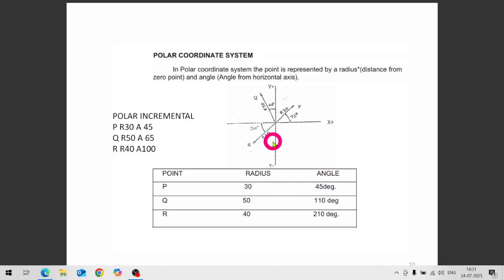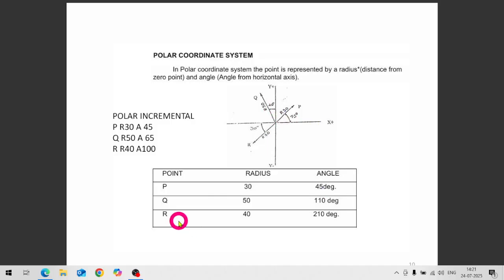So then next point is Q. In absolute mode, what will happen? This Q, radius is 50 mm, angle is 110 degree. Because this vertical line represents 90 degree, 90 plus this 20 degree, it will become 110. Means from the horizontal line, from the base line, if we take this as origin, this angle will be 110.